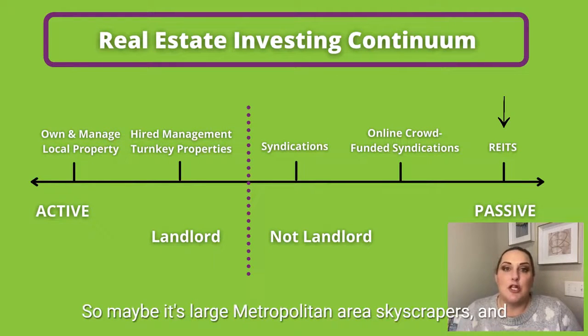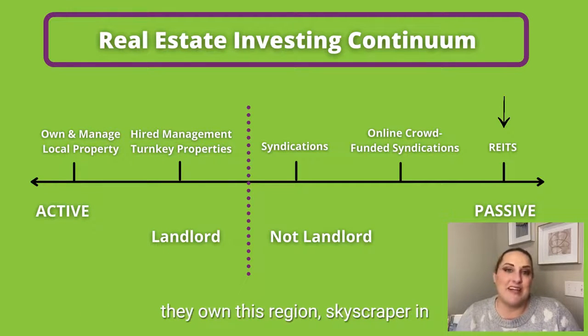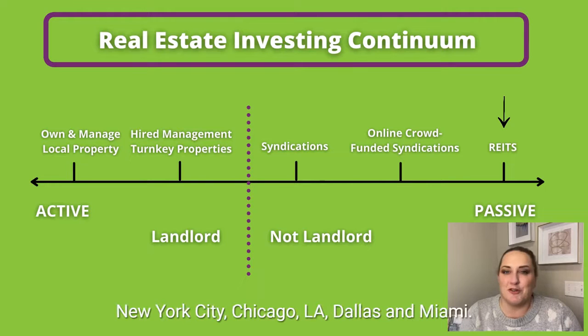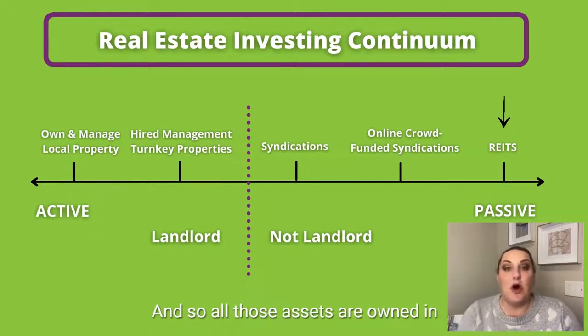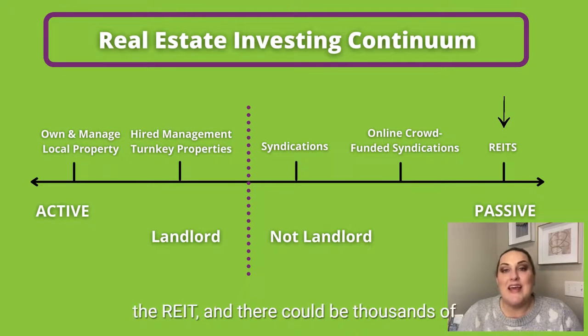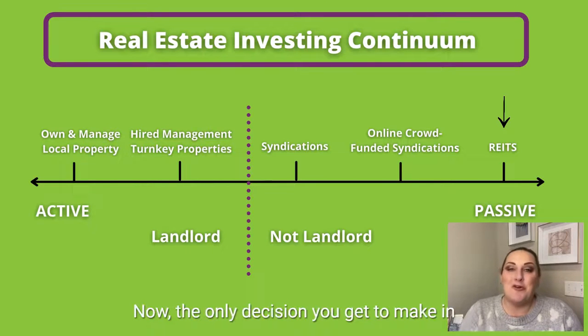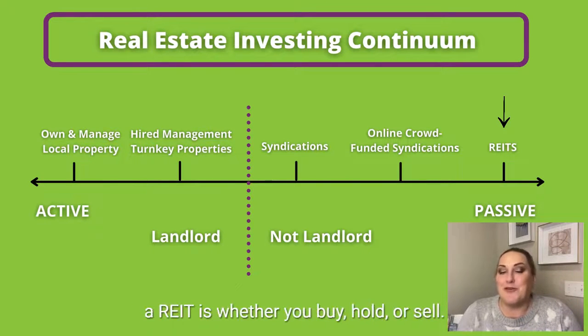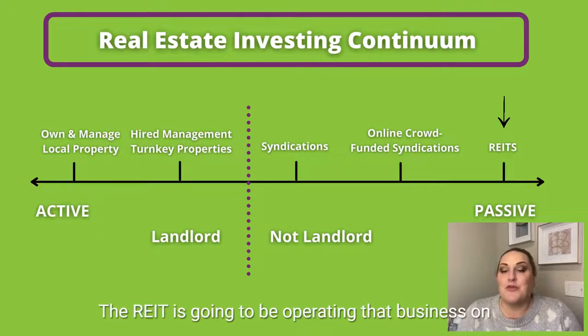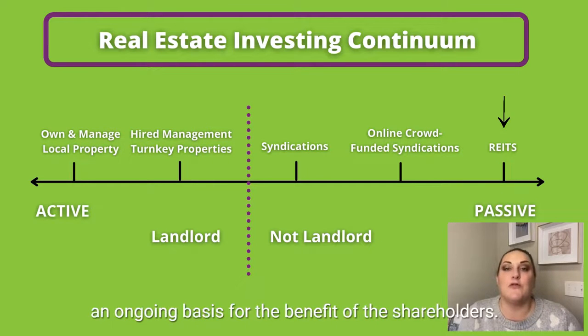So maybe it's large metropolitan area skyscrapers, and they own a skyscraper. This REIT owns a skyscraper in New York City, Chicago, LA, Dallas, and Miami. And so all of those assets are owned in the REIT, and there could be thousands of investors in that REIT, and they've bought shares. Now, the only decision you get to make in a REIT is whether you buy, hold, or sell. That is it. The REIT is going to be operating that business on an ongoing basis for the benefit of the shareholders.